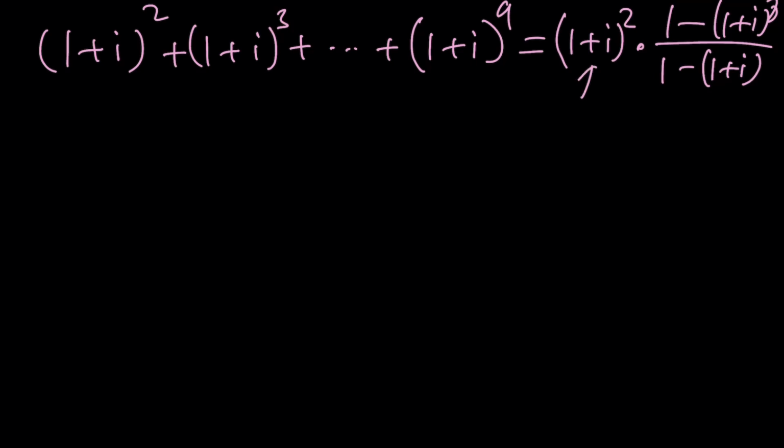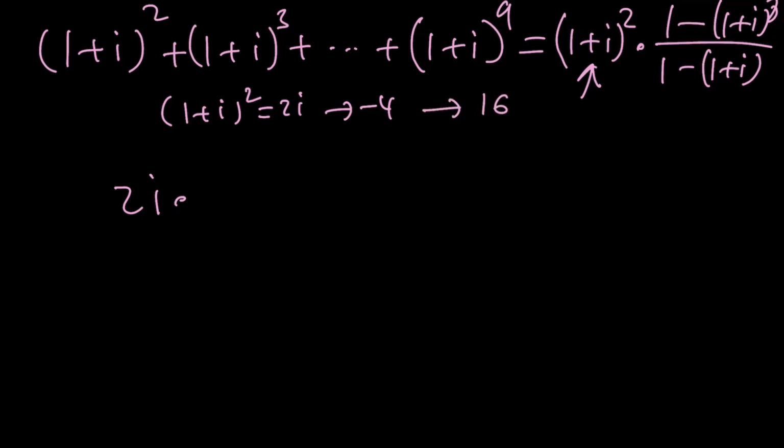This is going to be 1 plus i squared, which is 2i, and then 1 minus 1 plus i to the 8th. So we still have to evaluate the 8th power of 1 plus i, but that shouldn't be too hard because you're going to take this, square this, you're going to get 2i squared, which is -4. That's the 4th power, right? And if you square it again, you're going to get positive 16, which is the 8th power. So this is 1 minus 16. Make sense? Very easy.